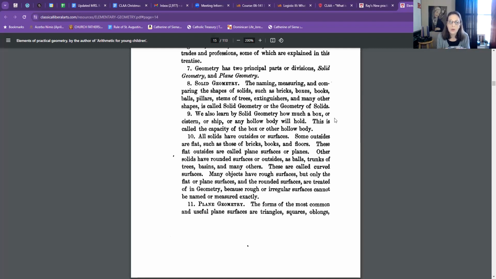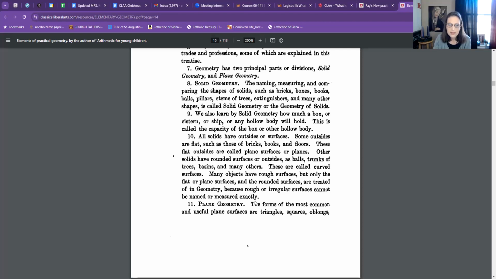And then we're also going to learn, if you have something that's hollow and empty, how much can you put inside of it? That's important too, especially if you have a business where you're going to sell something and put it inside a container, and you need to know how much can fit in that container. We're going to work on this little by little and see how much we can do together, okay? So that's solid geometry.